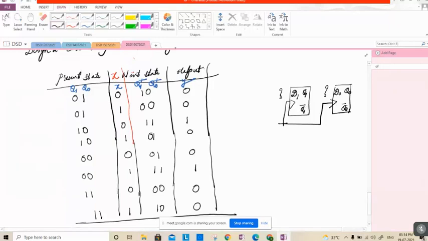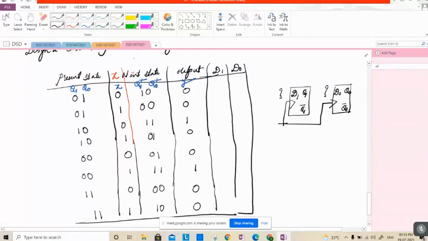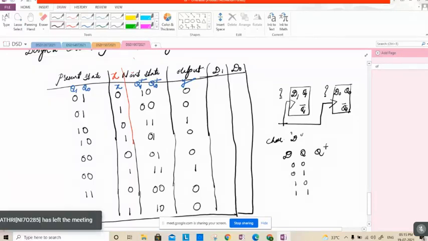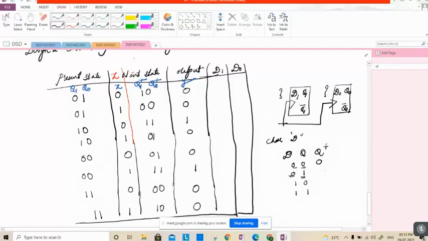D1 is not known and D0 is not known. Now how to get the values of D1 and D0? With the help of the excitation table, which is nothing but the other form of the characteristic table. The characteristic table of D flip-flop will be in this way. The value of D, the value of Q, the value of Q plus: 0, 0, 0; 0, 1, 0; 1, 0, 1; and 1, 1, 1. Whenever D is equal to 0 and Q is equal to 0, Q plus will be 0.